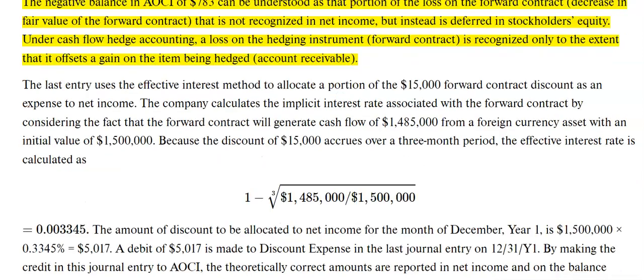10,783. The negative balance in AOCI of $783 can be understood as that portion of the loss on the forward contract, decrease in fair value of the forward contract, that is not recognized in net income, but instead is deferred in stockholders' equity. Under cash flow hedge accounting, a loss on the hedging instrument, forward contract, is recognized only to the extent that it offsets a gain on the item being hedged, account receivable.